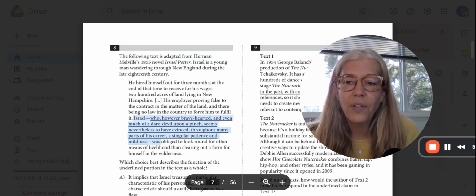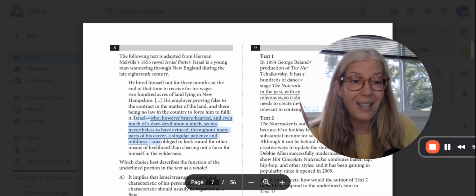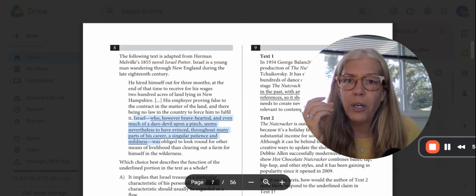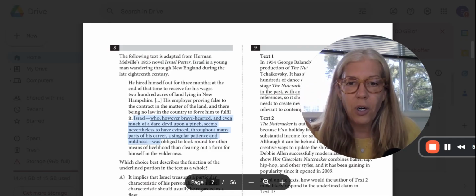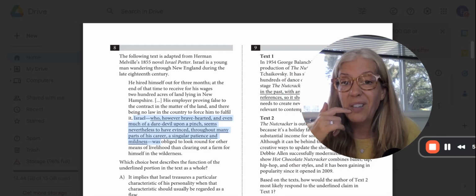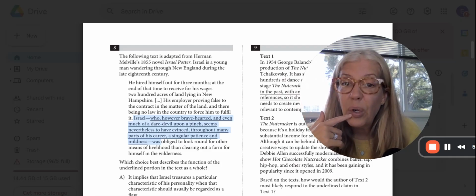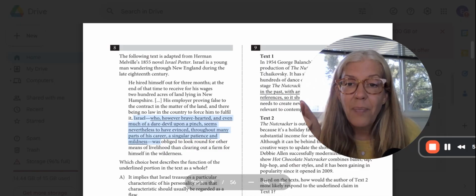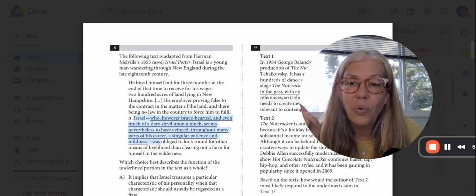So we're looking for the function of the underlined portion of the text as a whole. So it's a main idea question. Main idea: Israel Potter wanted to be a farmer, and he couldn't be a farmer because his old employer basically stole the land from him. But the function of the underlined sentence is to tell us about him. He's brave-hearted and even much of a daredevil upon a pinch. Seems nonetheless to have evinced through many parts of his career a singular patience and mildness.